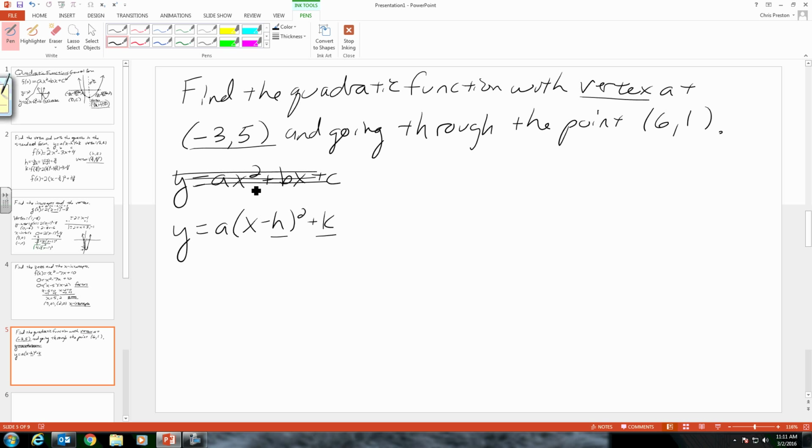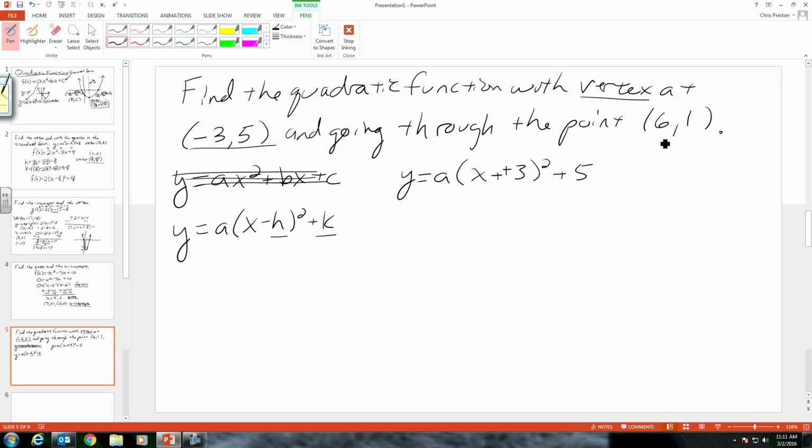So since I know the vertex, I can fill that into my formula. It's y equals a times x minus -3 squared plus 5. And again, this is really just x plus 3. And then I need to figure out what this a is, and that's where this other point comes in.